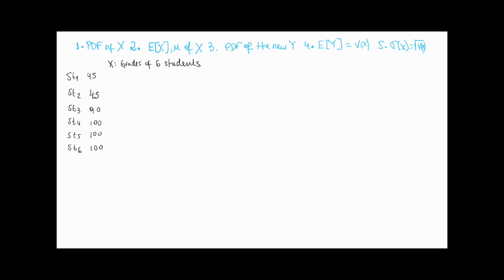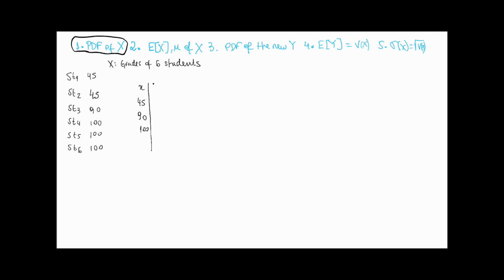So I will follow my 1, 2, 3, 4, 5 steps. First step, I want to do the PDF of X. Why is that? Because I will have to calculate the mean, or the expected value of X, so I need the PDF. In order to do 2, I need to do 1. So this is my little x. It can take on value 45, 90, and 100. What's the probability of that happening?